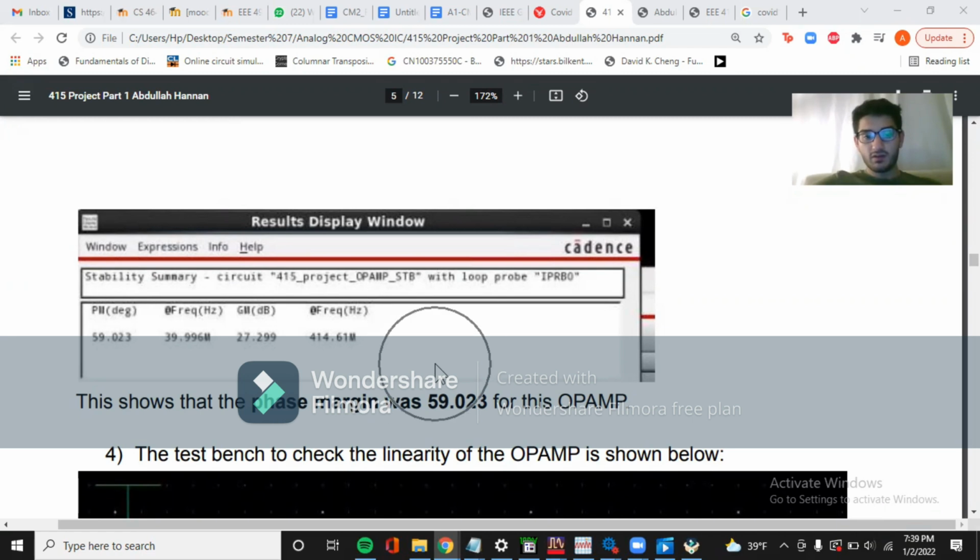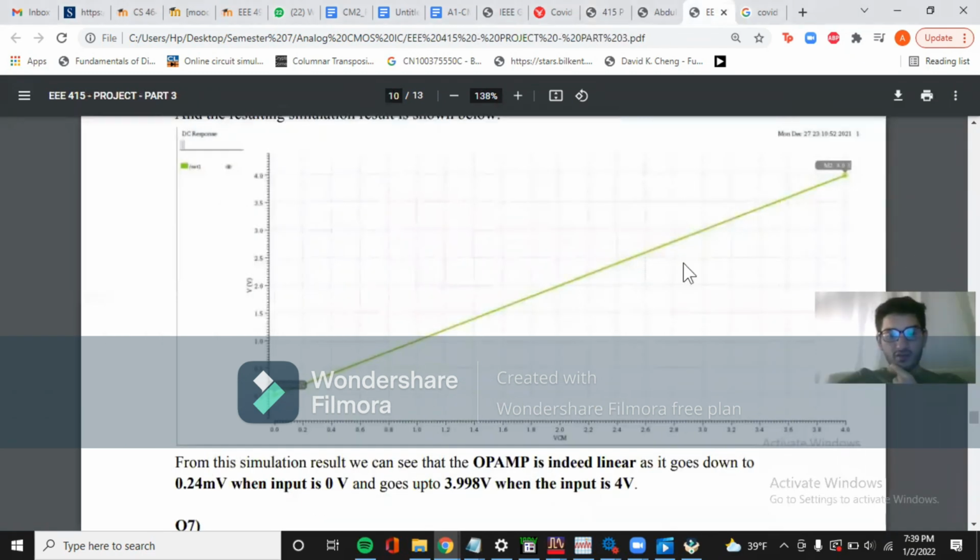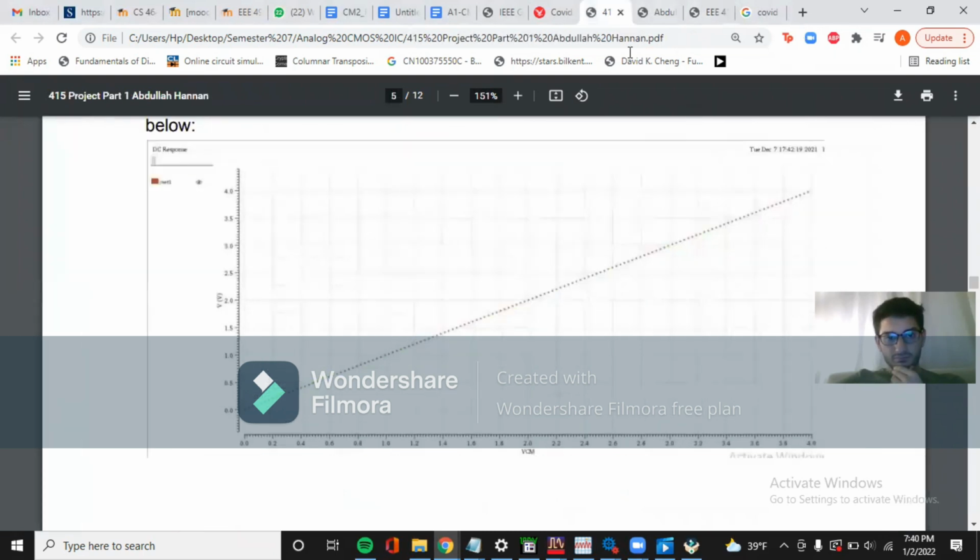This plot over here shows the linearity of the op amp. As you can see, as the input goes to 0, the output of the op amp also goes to 0. To be exact, it goes to 0.24 millivolts, and when the input is 4 volts, the output goes as high as 3.998 volts. So this shows that the digital to analog converter is indeed linear.